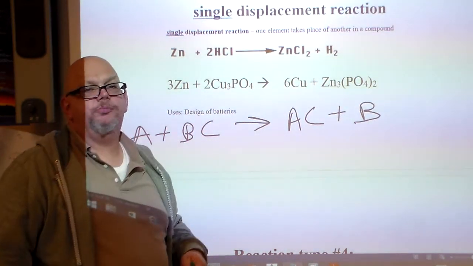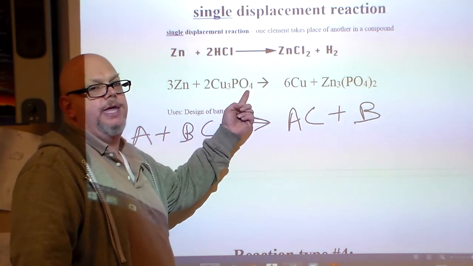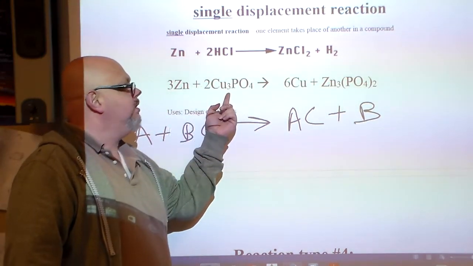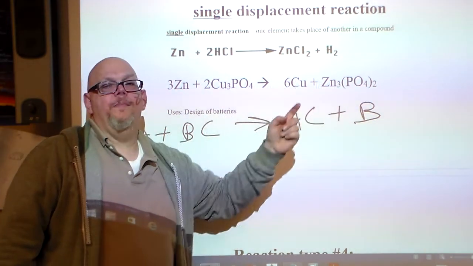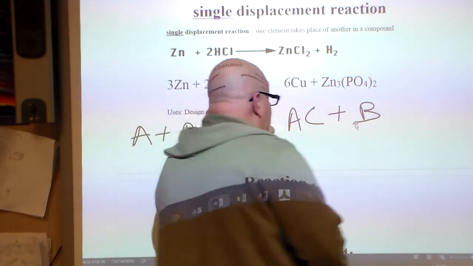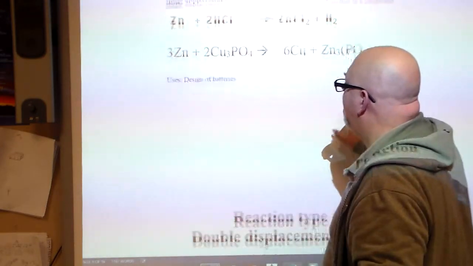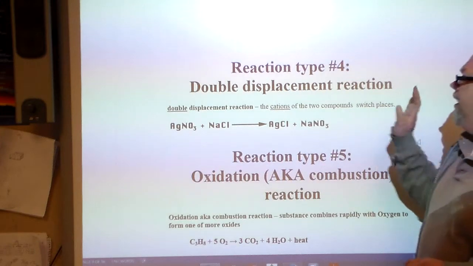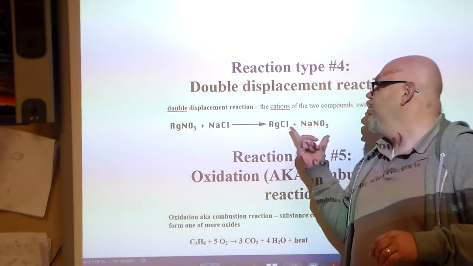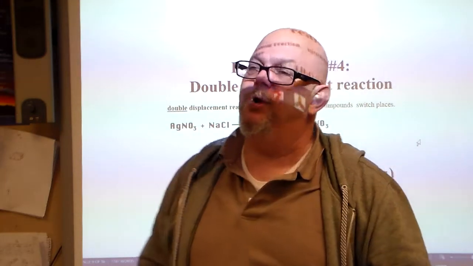So this is a single displacement. Another way to look at it is you only have one compound at the beginning and one element. That's a clue: one element, one compound. That's the difference. Now, if we look at double displacement, and I've got to erase this, it is now 2 compounds that are involved. You start out with 2 compounds and end with 2 compounds, but there's a switching. There's a displacement. I'm not going to move the camera again to show displacement.